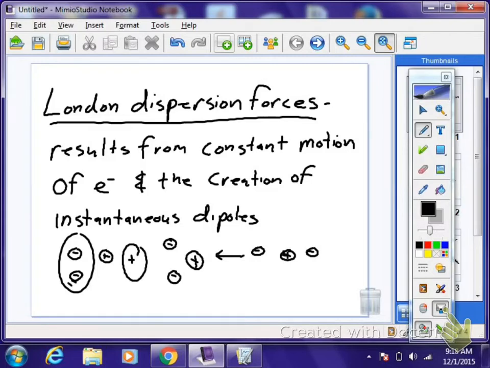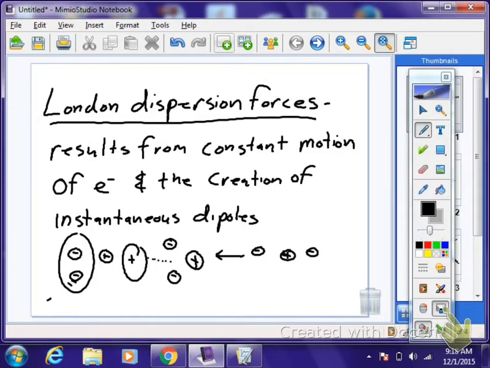That's just one example. So it induces this process to happen. There's an attraction between these two sides, and that's what we call London dispersion forces. It's not as easy to draw, but that's what happens.